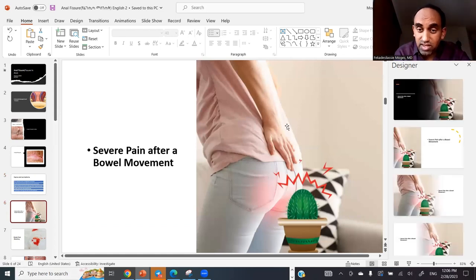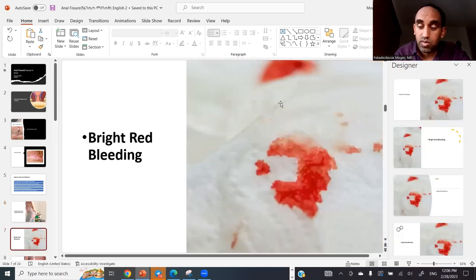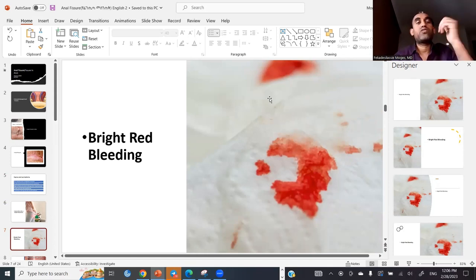You see how painful it is. This picture depicts how the experience is really, really painful, okay? Especially following bowel movement. So they will never go to the bathroom. They will avoid going to the bathroom at any cost. So you can see bright red bleeding. For bright red bleeding, the differential diagnosis, we already talked about it when we talked about hemorrhoids: anal fissure, diverticular disease, colon cancer, anal cancer. Okay, any bleeding from the lower part of the GIT can be a differential diagnosis for bright red bleeding.